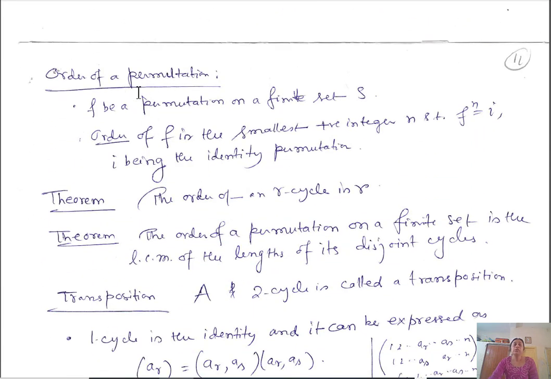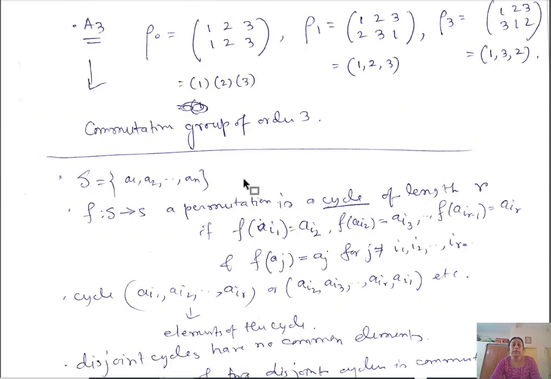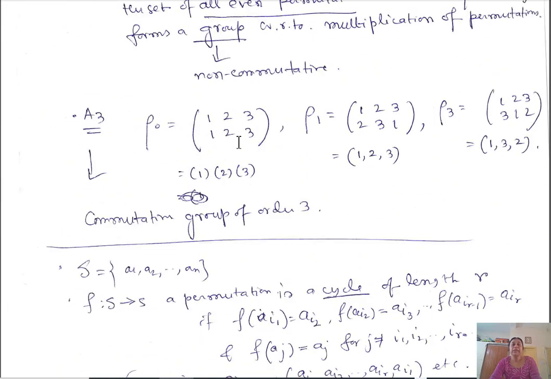Now, order of a permutation means what? Suppose f is a permutation on a finite set S. How do we define order? Order is the least positive integer n such that f^n is the identity permutation. Identity permutation is this type of permutation, where every element is invariant: 1 is going to 1, 2 is going to 2, 3 is going to 3, n is going to n. That is your identity permutation: f(a) equal to a.